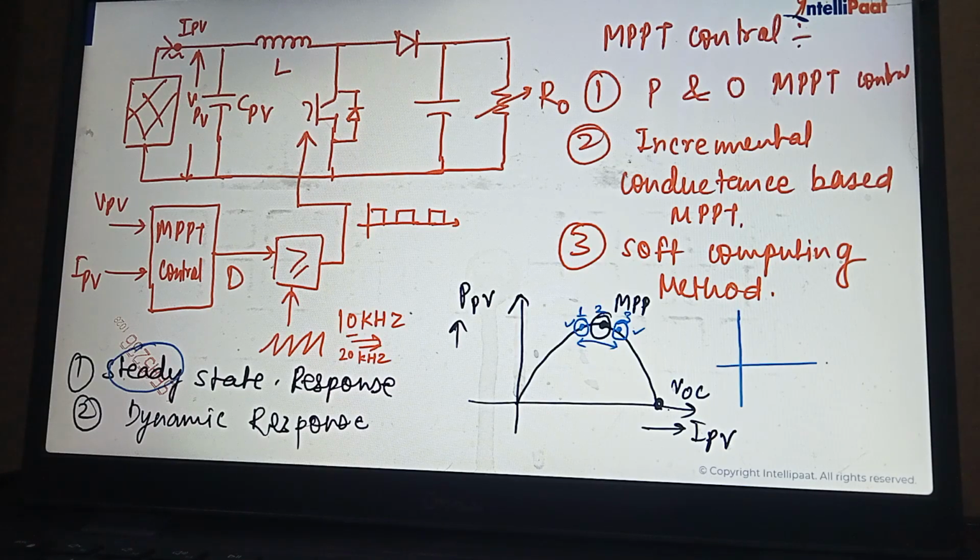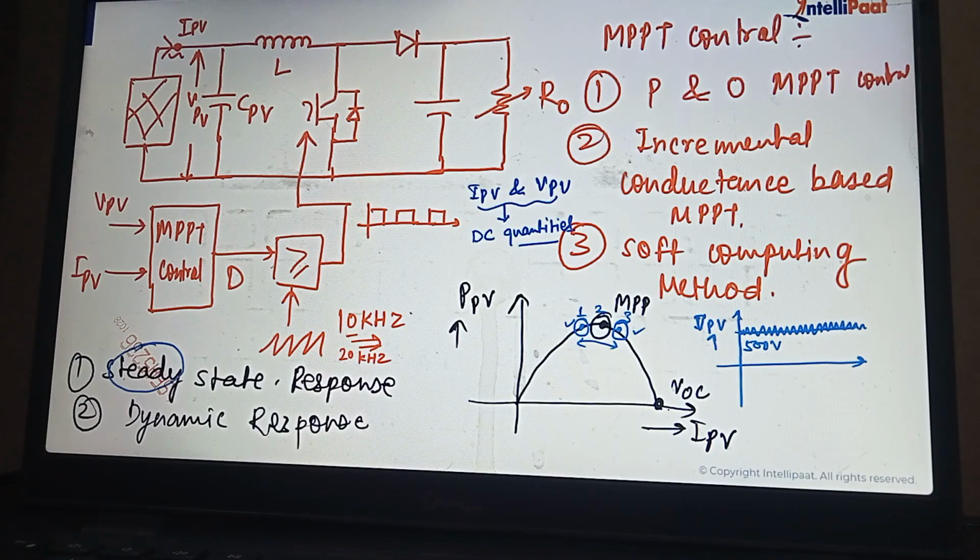If you draw IPV and VPV, these are DC quantities. What is the nature of these two quantities? IPV is current, VPV is voltage. Yes, but they are DC quantities. If I draw VPV, it must be smooth. Suppose the voltage from the panel is 500 volts. This 500 should not fluctuate or give the result in this fashion. It must provide the result in a constant way.